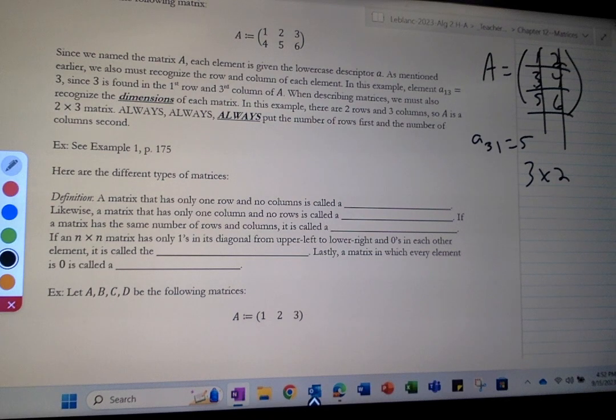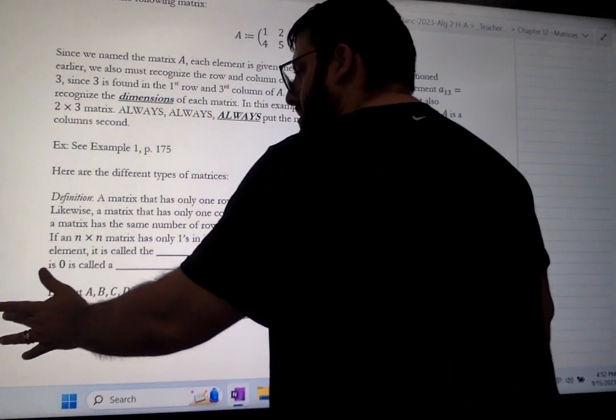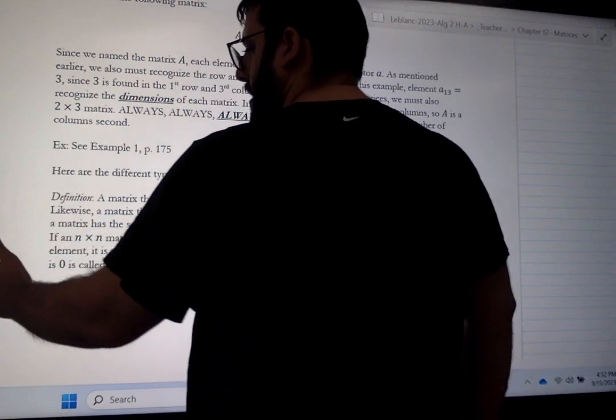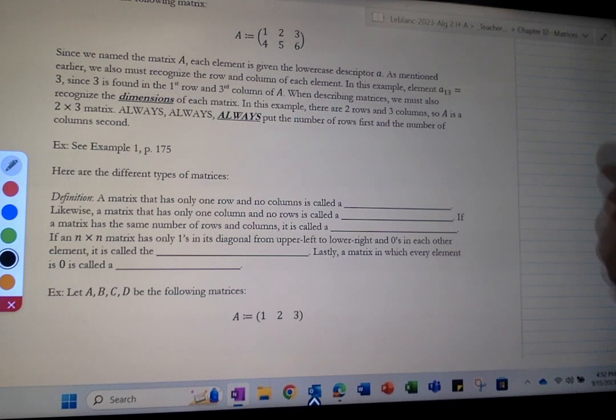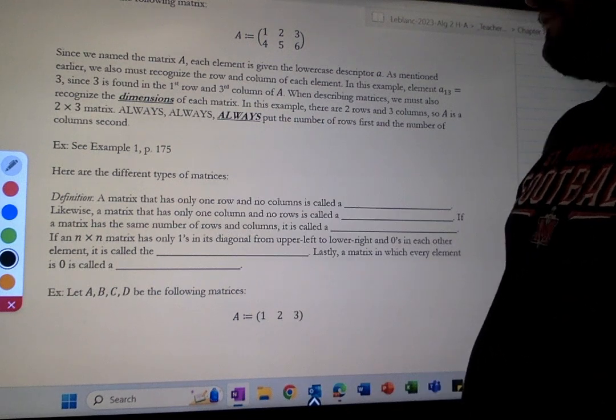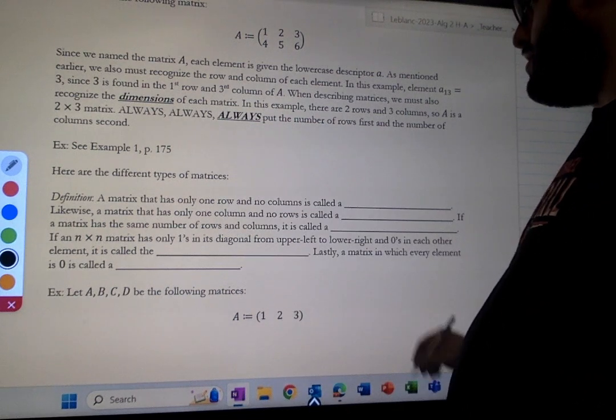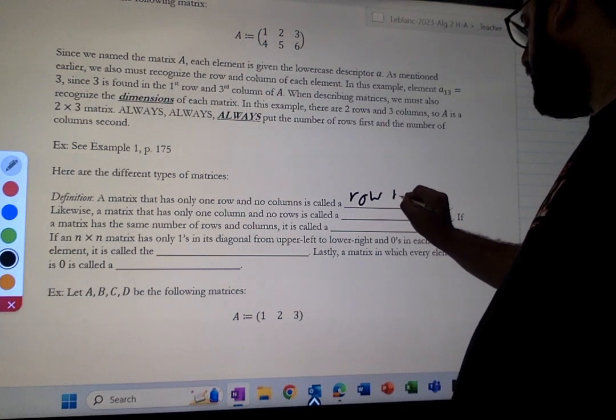Now there are different types of matrices depending on how they're formed, what they look like. Sometimes you have matrices with only one row. Sometimes you have matrices that only have one column. Sometimes you have matrices where it's all the same number. Sometimes you have matrices with consecutive numbers, what have you. I'm going to go ahead and list the different types of matrices. So here's the first one. A matrix that has only one row is called a row matrix.